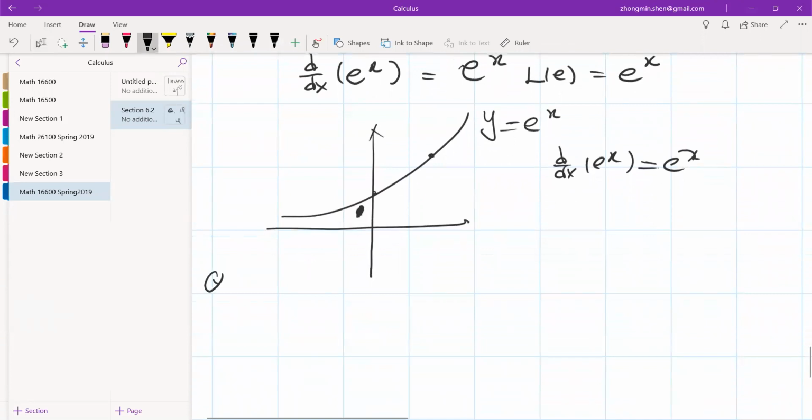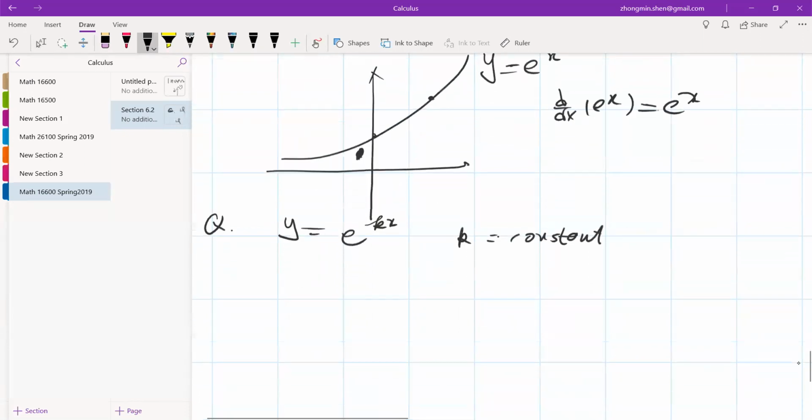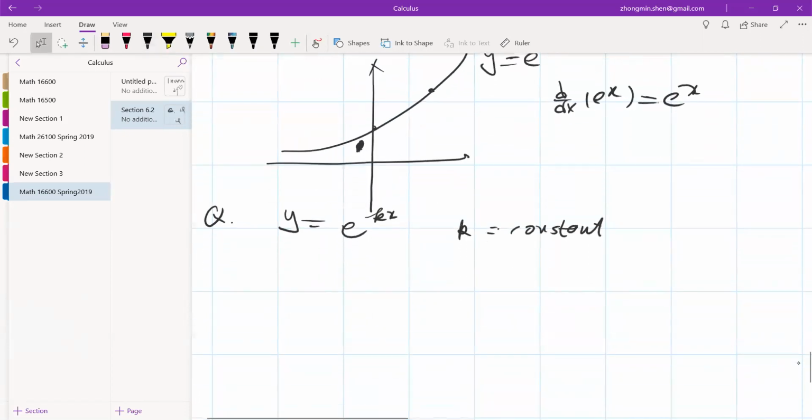Let's take a look. This e is a special number, and e to the x is a special exponential function. Let's look at the equation y equals e to the kx, where k is a constant. Now we have to find the derivative of y with respect to x.